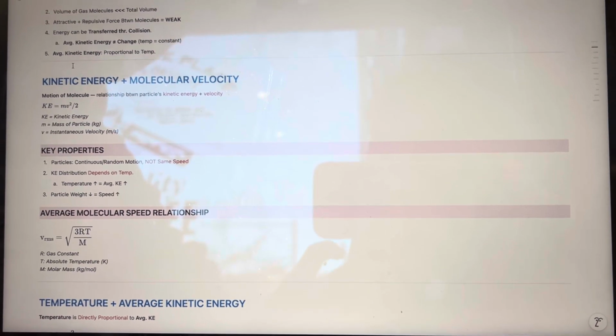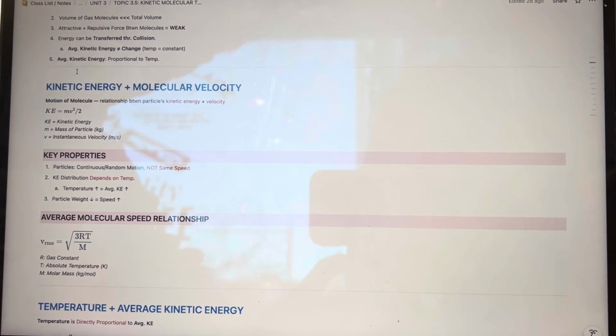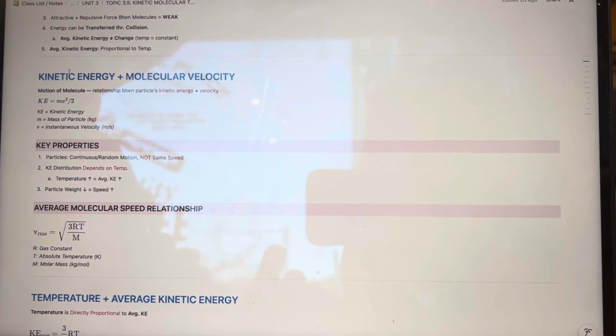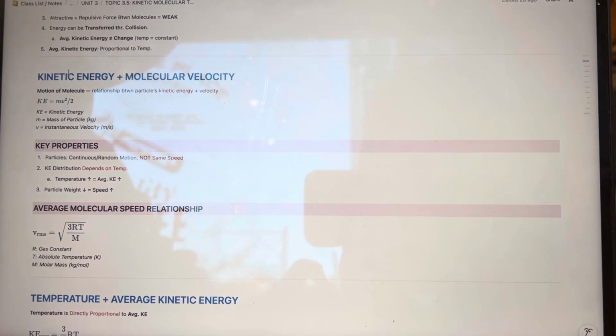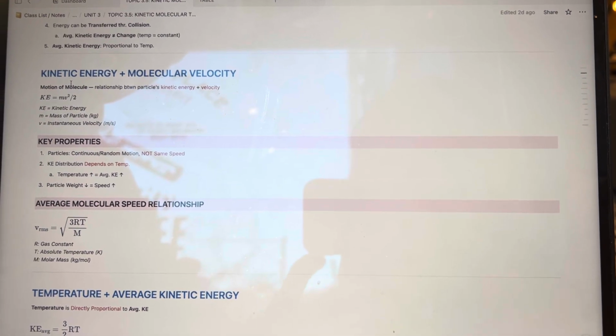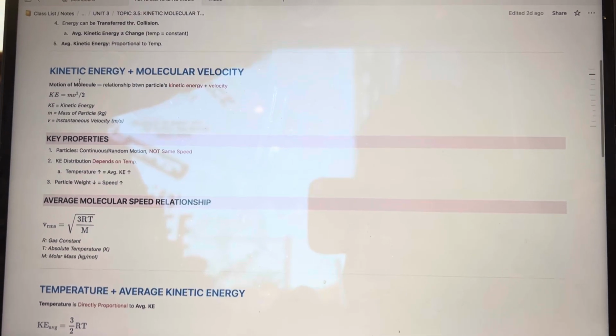So when they collide, when they hit each other, the energy is transferred between them. However, the average kinetic energy in the container or the substance does not change. And the average kinetic energy is proportional to temperature. So if temperature goes up, the speed of each particle goes up.